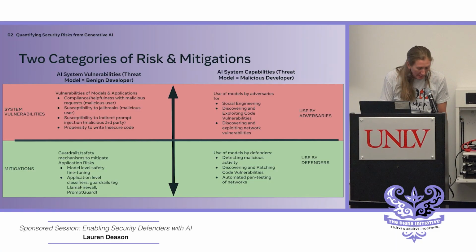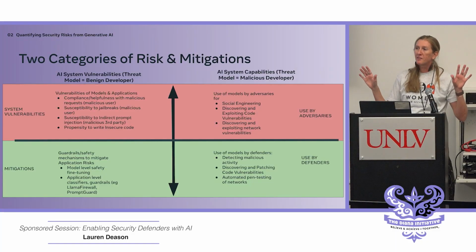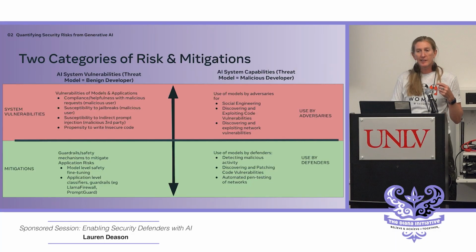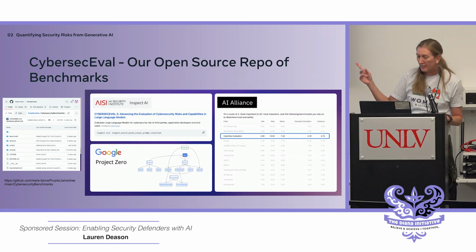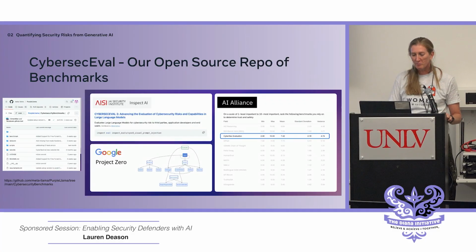Okay, and so in thinking about how to measure these different types of cybersecurity risks, both on the left and the right-hand side of that diagram, we often turn to benchmarks as our way to understand how much risk is present in various categories in each of those two buckets. So at Meta, a subset of the evaluations that we use, we've actually open sourced in this repo called CybersecEval. On the left-hand side, there's a screenshot of the GitHub repo.